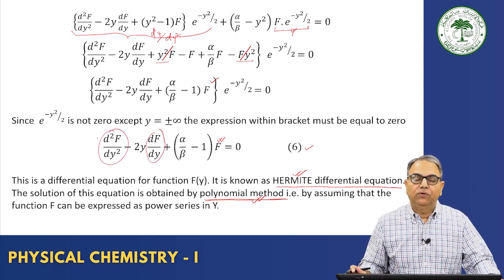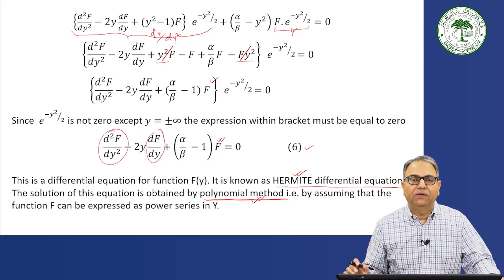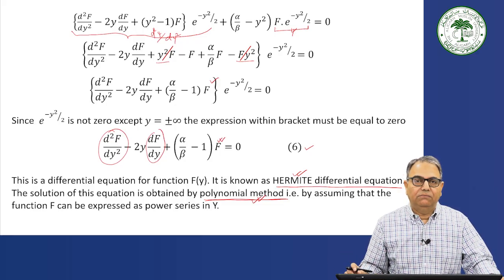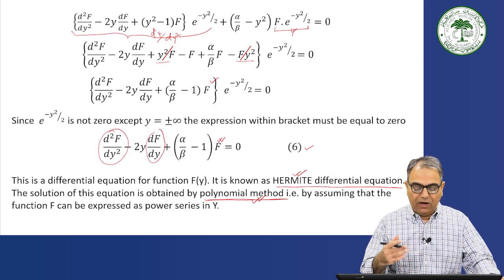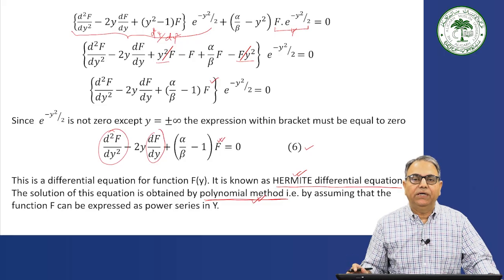So this you have to find out, and I said that this f function can be written as a power series. That is why it is called the power series method of solving the Schrodinger equation of the simple harmonic oscillator. How to do this from the Hermite equation we will do in the next module. Okay, thank you.